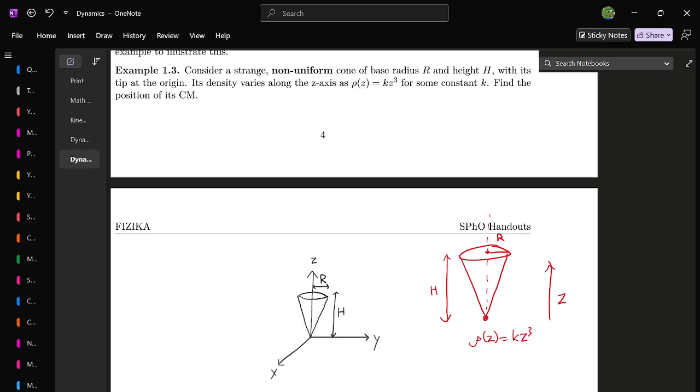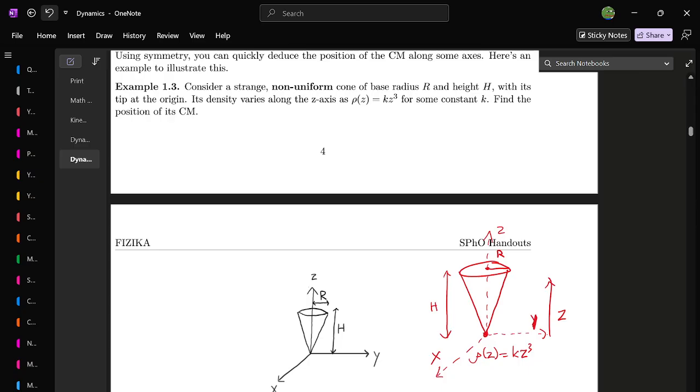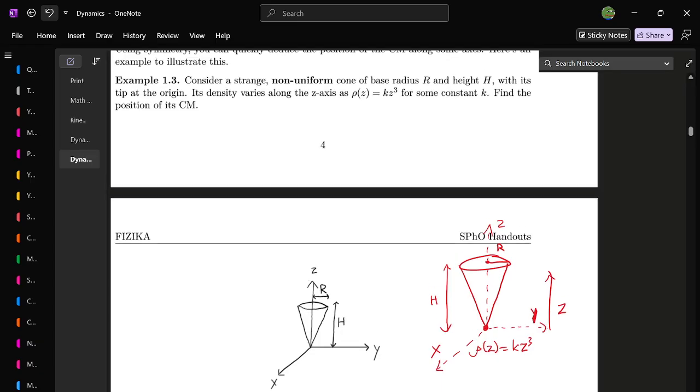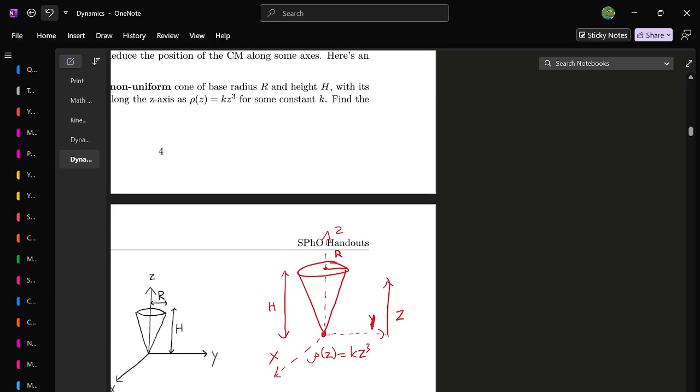So what does symmetry mean here? Symmetry just means that, because the central axis of the cone coincides with the z-axis, there is no reason for your CM to not be at x equals 0 and y equals 0, because your density is not varying along these axes. Your density only varies along the z-axis.